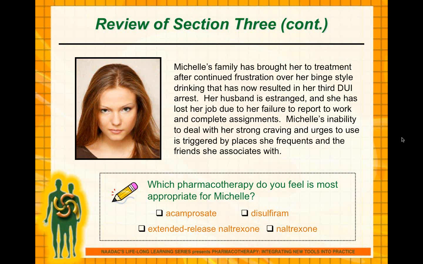Disulfiram could be an option for her because it seems like she has some issues resisting those strong cravings, and disulfiram could really be a way to give her some of that forced sobriety, although I'm not sure that she's a patient who would want that and would take the medication as prescribed.